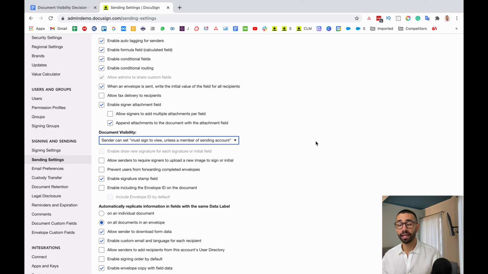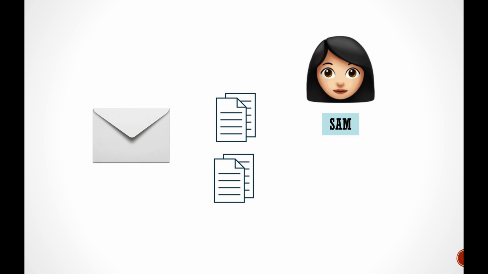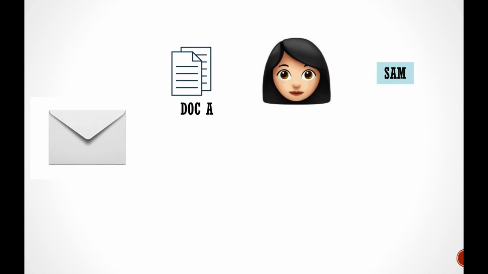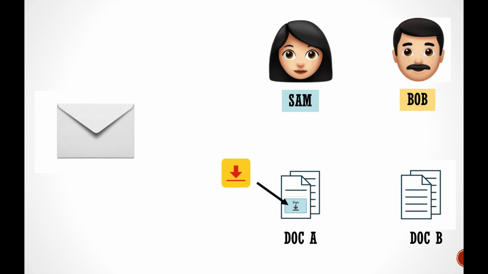For example, let's say that you're sending an envelope that contains 2 documents to 2 different people. One person is Sam, the other person is Bob. Sam needs to sign document A and Bob needs to sign document B. So what you're doing is, as usual, you're adding a field assigned to Sam on document A and a field assigned to Bob on document B. And you're not adding any other field. Let's just say that it's a very easy sort of envelope, easy documents, just a signature, one for Sam and one for Bob, each on a different document.